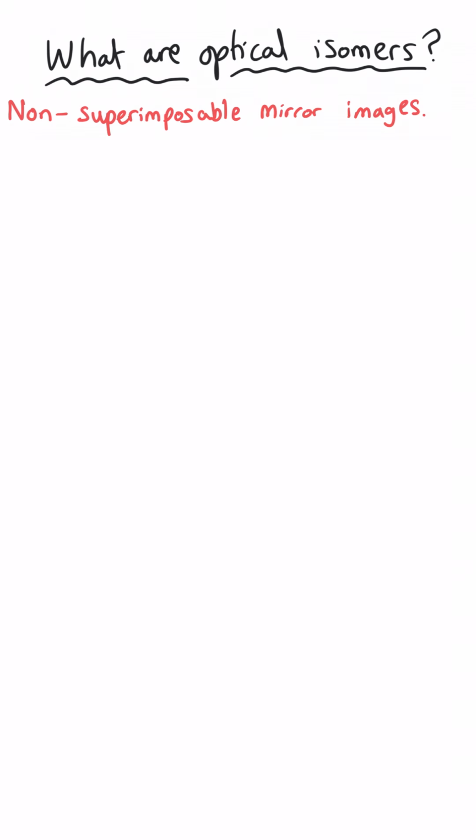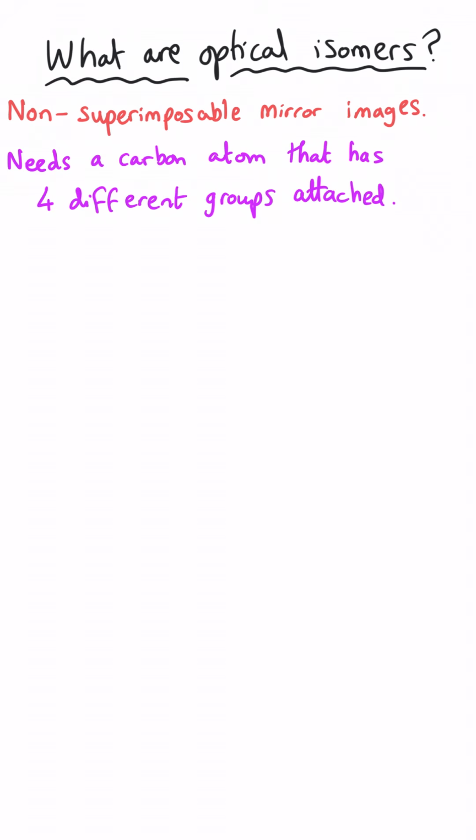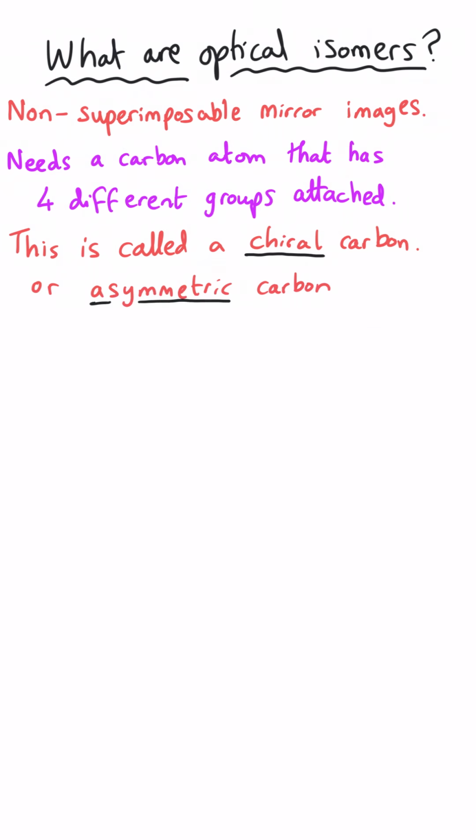As I've said, optical isomerism is a type of stereoisomerism, and that's where the atoms are arranged differently in space. A key feature of an optical isomer is we need a carbon atom that has got 4 different groups of other atoms around it. We call this type of carbon a chiral carbon, or sometimes an asymmetric carbon, to indicate these 4 different groups without having to say it every single time.